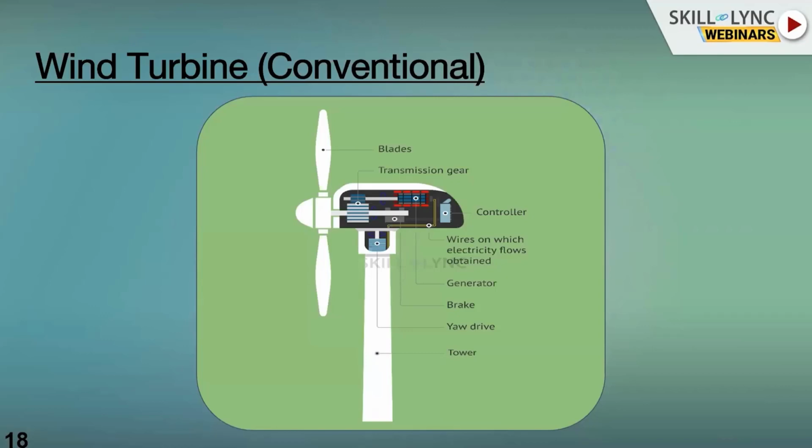This is the cross section. Normally, they will provide the brakes for safety, and there is one gearbox available. This is a yaw gearbox. There is a main gearbox, pitch gearbox, and yaw gearbox. Three gearboxes are available. This is the conventional wind turbine.